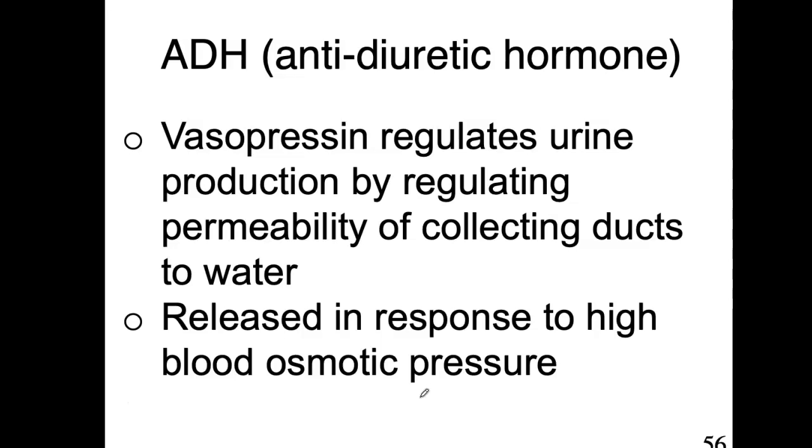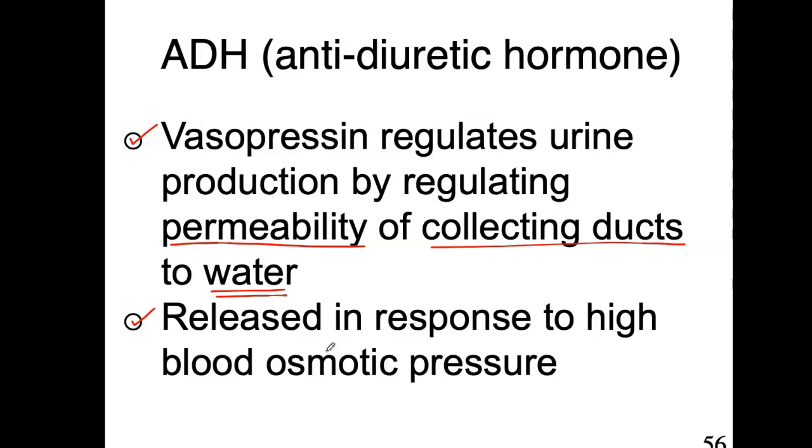So ADH, antidiuretic hormone, or vasopressin, regulates urine production by regulating, now this is really important, regulating what? Regulating the permeability of the collecting duct to water. The permeability of the collecting duct to water. And there's 2 things I really want you to know: what it's doing and how it's doing it, and also why it's doing it. So this is going to be released in response to high blood osmotic pressure.